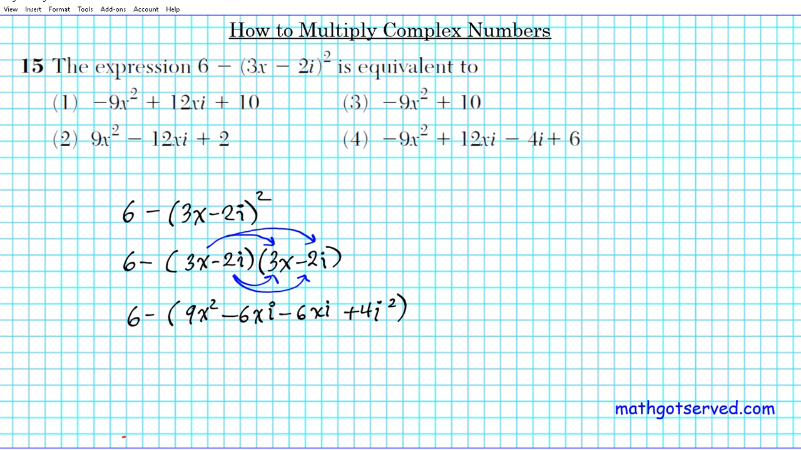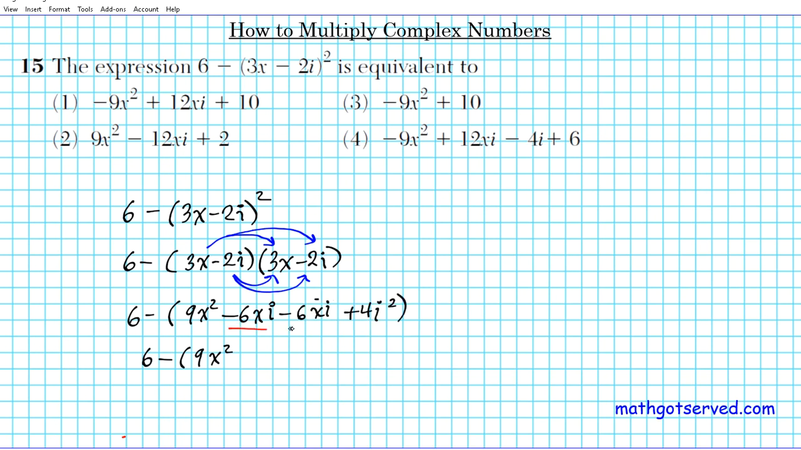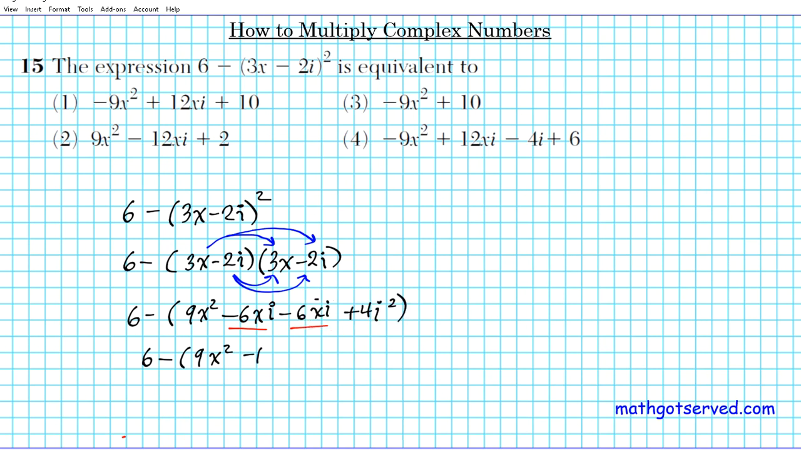Okay? Alright, let's combine like terms. We're going to have 6 minus 9x squared. The two middle terms are like terms, so if we combine them, we're going to have negative 12xi plus 4i squared. Okay?